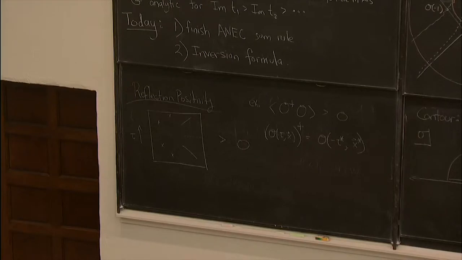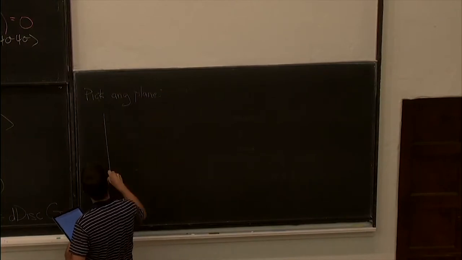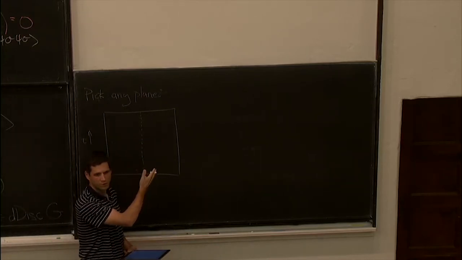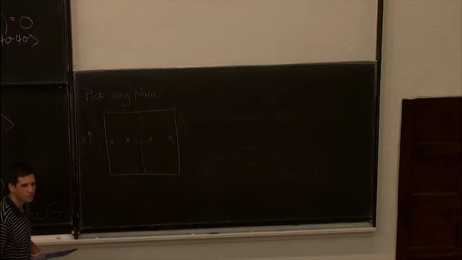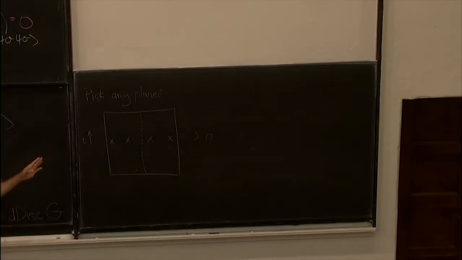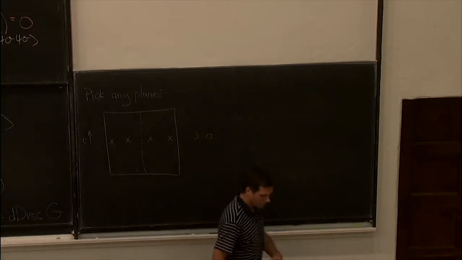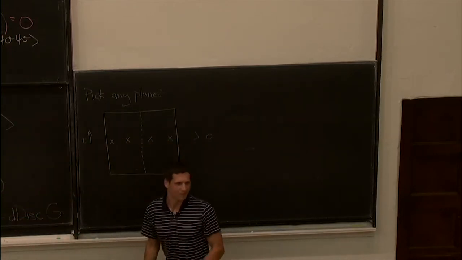We can pick any plane to do this reflection. So, for example, this is still Euclidean time, but we can do the reflection across the vertical line. Euclidean space is totally the same. And that means that, for example, this four-point function is positive, because the insertions are reflection symmetric about that vertical line. Now, in Euclidean language, what I'm saying on this board and what I said on that board are just completely the same thing. But in Lorentzian language, these are very different.